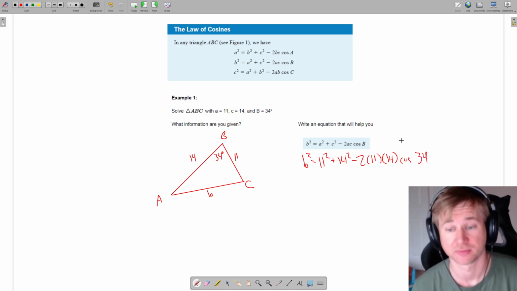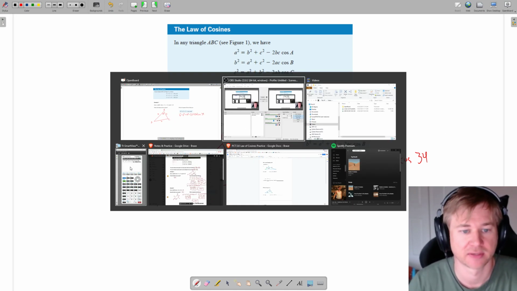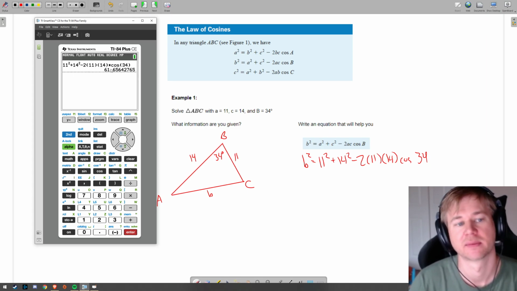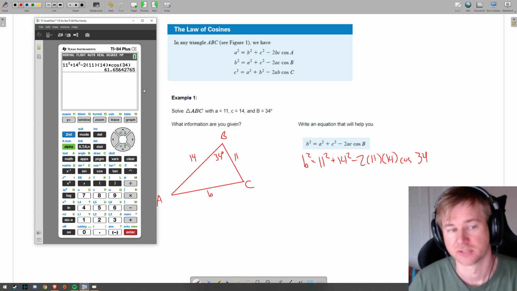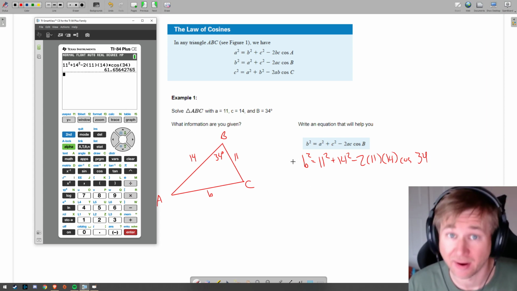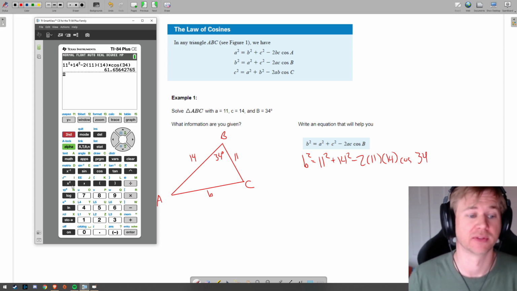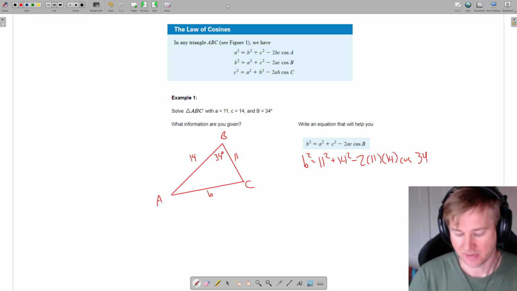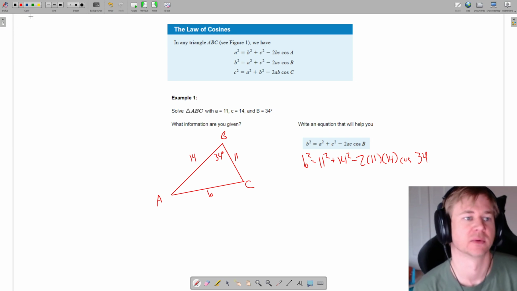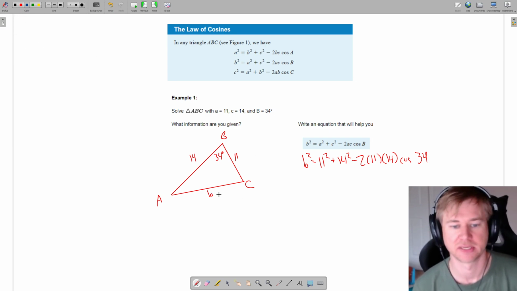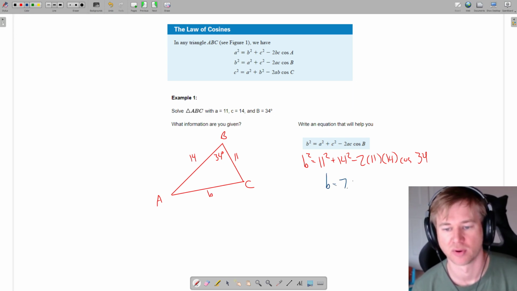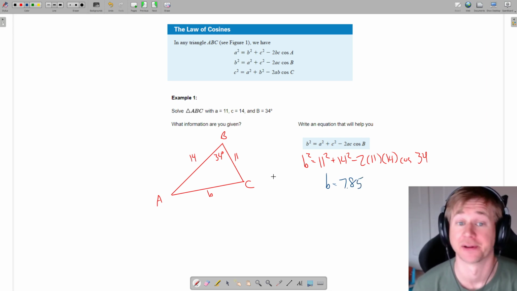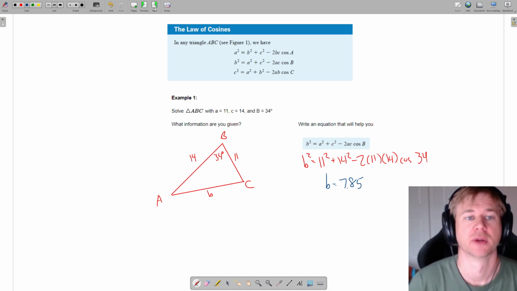I'm just going to type this right into the calculator. So 11 squared plus 14 squared minus 2 times 11 times 14 times cosine 34. There you go, 61. Now, that's b squared, so remember, you do need to square root that. The square root of that would be 7.85, rounding to the hundredths place, so 2 decimals. So b is 7.85 units. They don't give us any units, so just make sure you square root it after you're done. That's about it. Let's do another one.